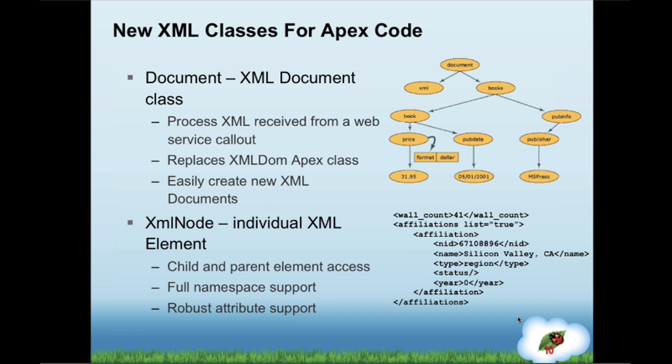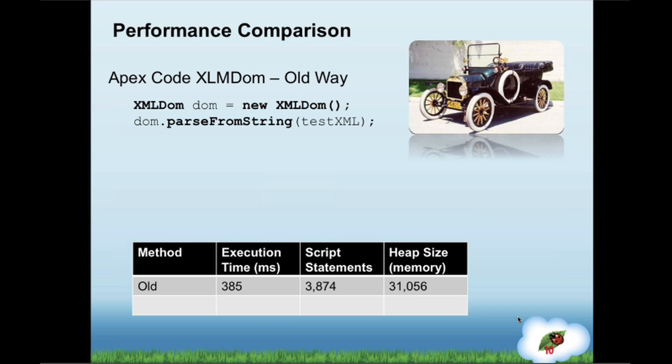So the good news is that you can now remove that XMLDom class. You don't have to write any more test cases to cover this utility, and your performance is going to be much higher. So I thought I'd do a little performance comparison.